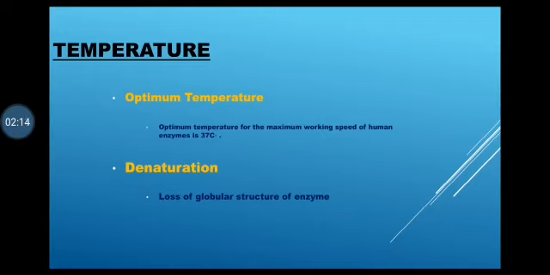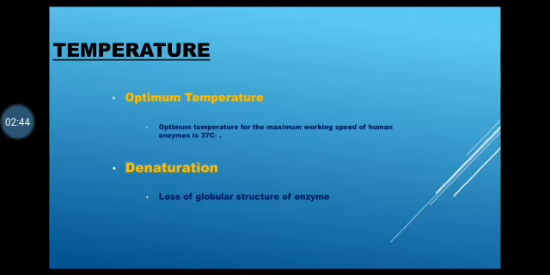In the human body, different enzymes are working. Some are involved in the process of digestion, some in cellular respiration, some in excretion. All these enzymes work at a specific temperature, and the human body's internal temperature is 37 degrees centigrade. So 37 degrees centigrade is the optimum temperature for human enzymes, not for others.